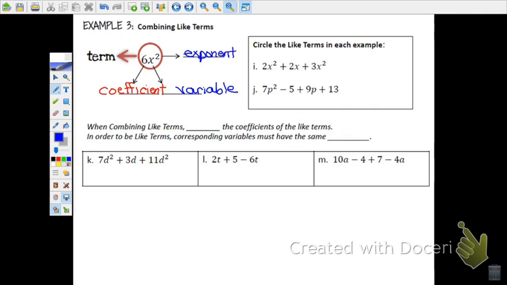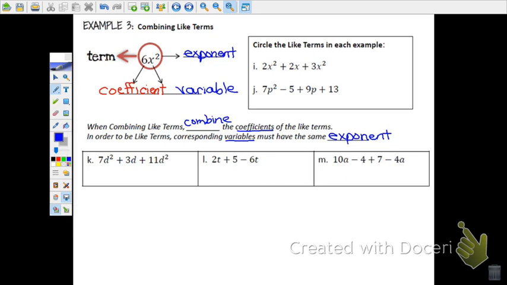So down below it says when combining like terms, we are going to combine the coefficients of like terms. So we're combining the numbers in front using addition or subtraction of the like terms. In order to be like terms, the corresponding variables must have the same exponent. So to be like terms, the variable and exponent have to be exactly the same.